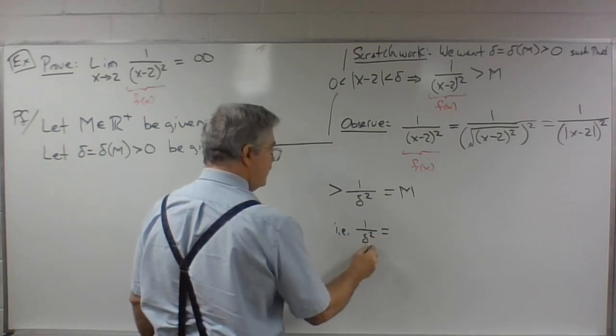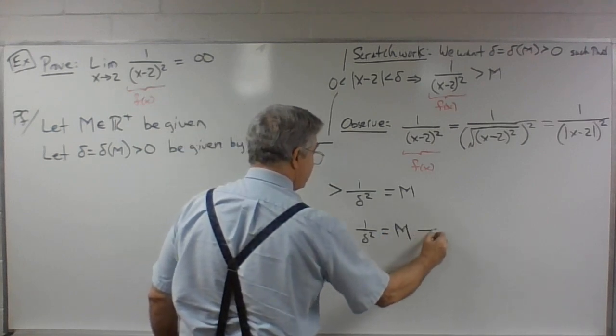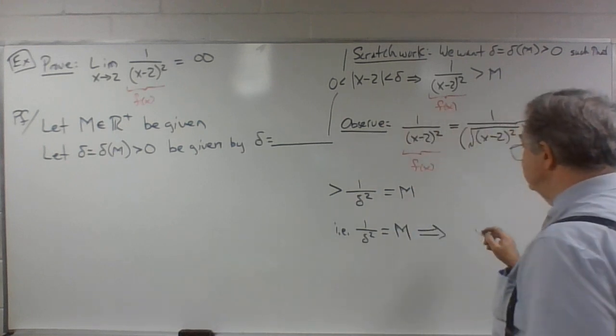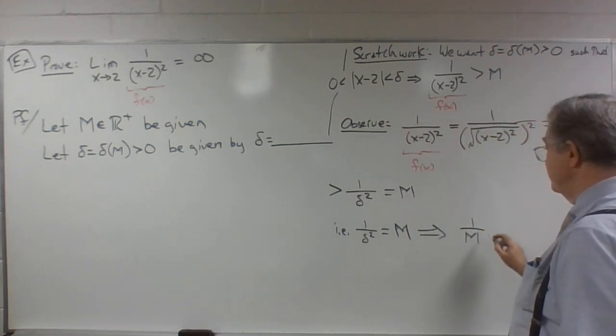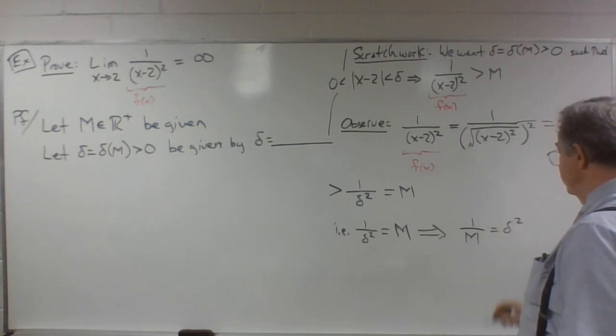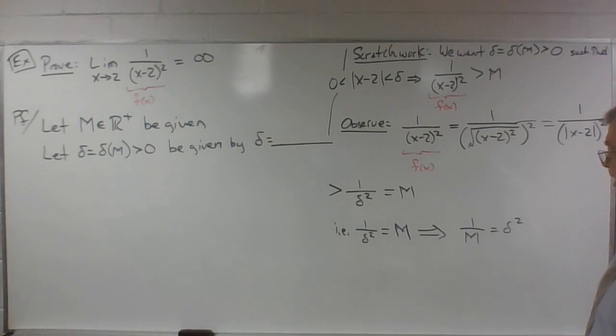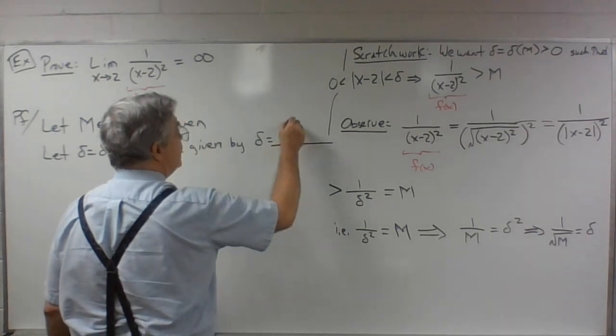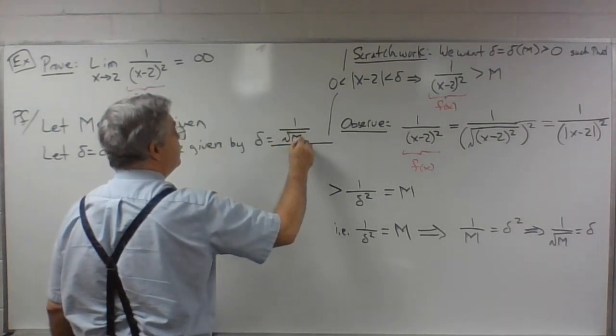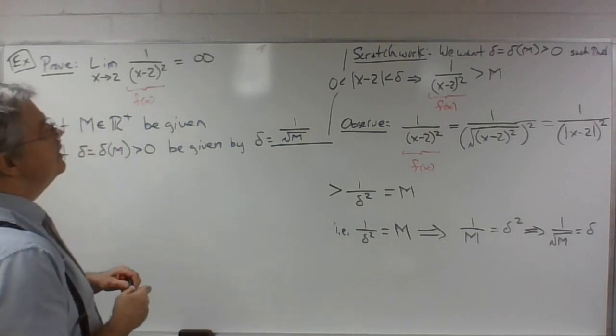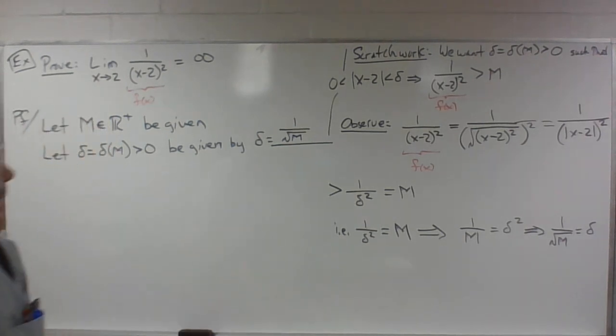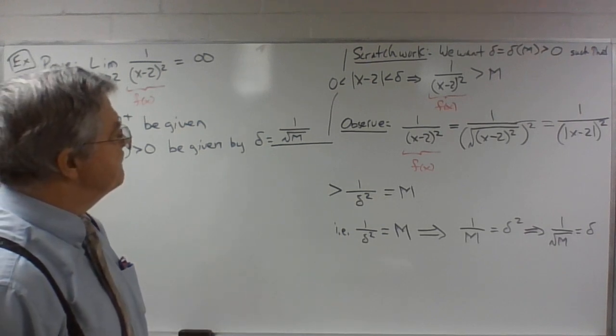Delta had to be such that 1 over delta squared is equal to m, or we can say 1 over m is equal to delta squared. And how do I get delta from this? I just take the square root of both sides. 1 over square root of m equals delta. We got it. Delta equals 1 over square root of m. Oh, this is going to be a great proof. And we're going to bring it to a very quick conclusion now.